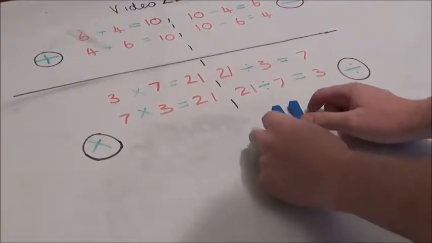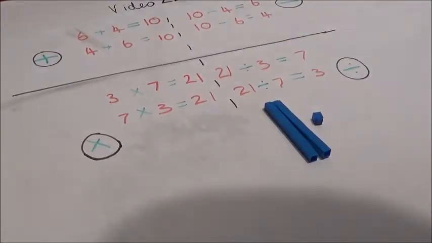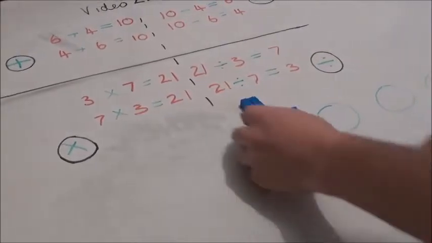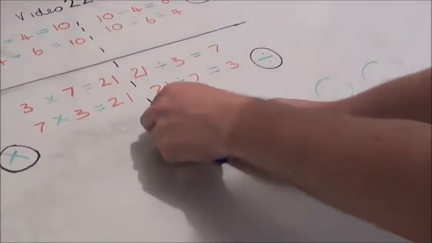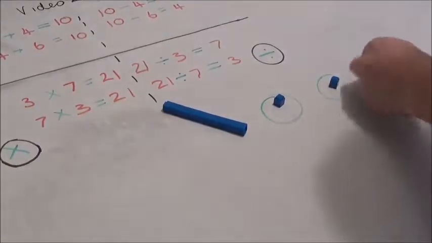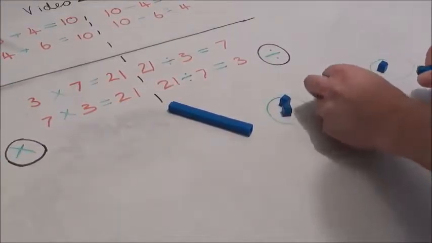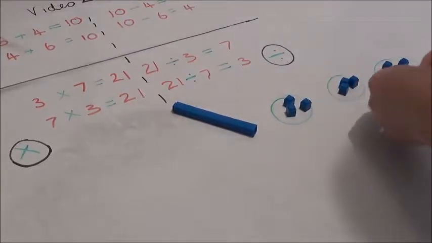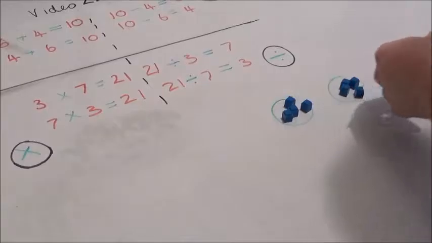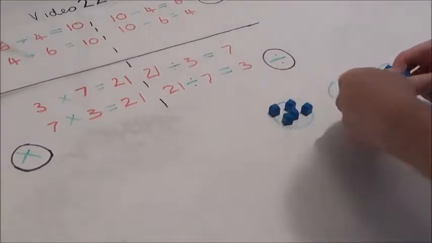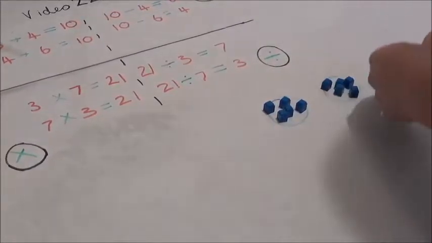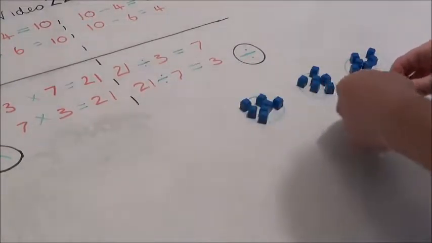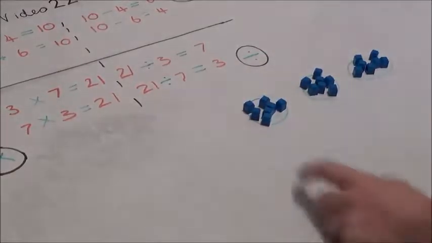So let's start with the top one. So I have my 21, I'm going to make 3 groups, and 1, 2, 3, 4, 5, 6, 7, with nothing left over.